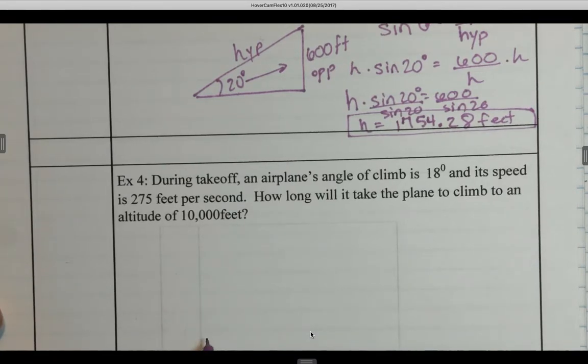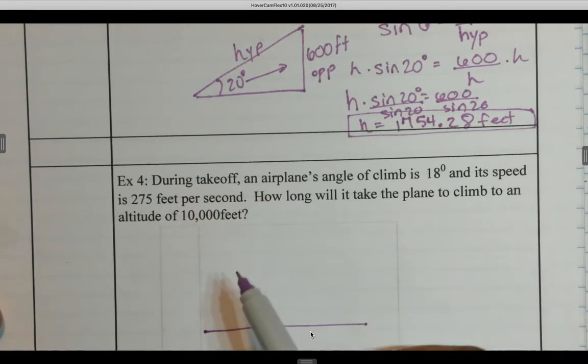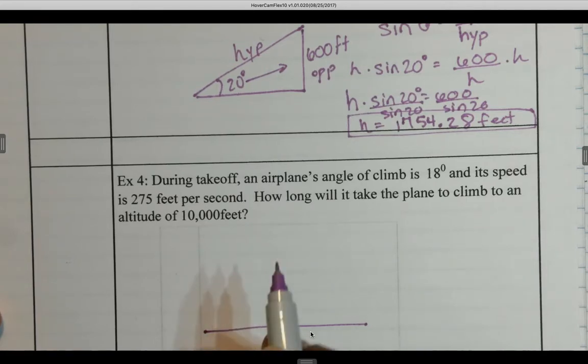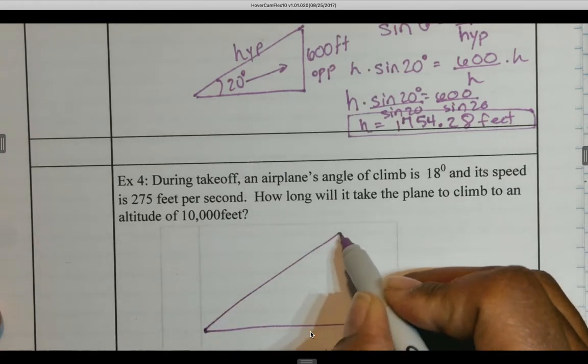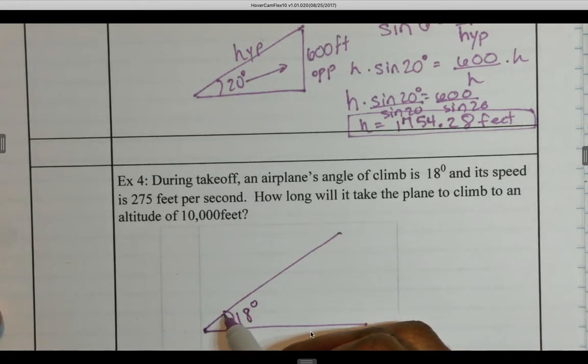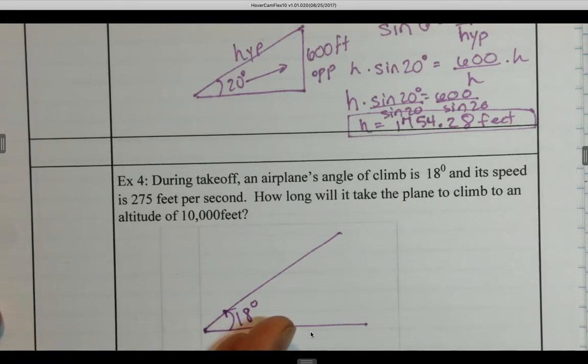So let's go ahead and draw the horizontal. It says, during takeoff, this plane is going to go on the runway and take off, and its takeoff angle is 18 degrees. Go ahead and draw that in. This angle here is 18 degrees. Angle of climb, so it's climbing up, going up 18 degrees.